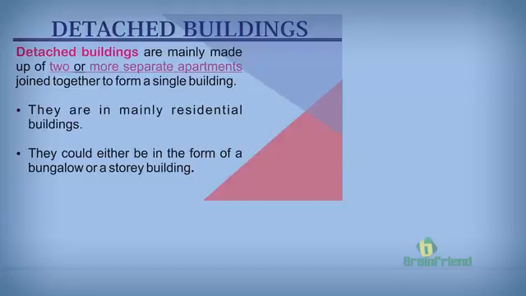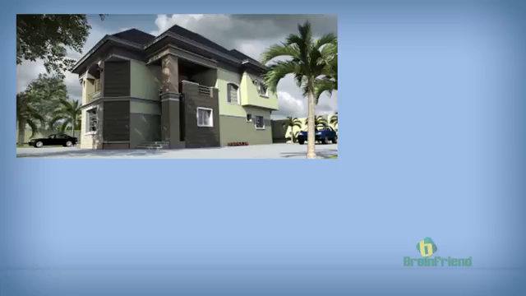Okay, detached buildings. Now, these are mainly made up of 2 or more separate apartments, okay, put together. You can have 2 or more separate apartments put together to form one building, okay? And then these kind of buildings are mainly for residential purposes. And they can also be in form of a bungalow or a storey building. Now, that's a typical example of a detached building.